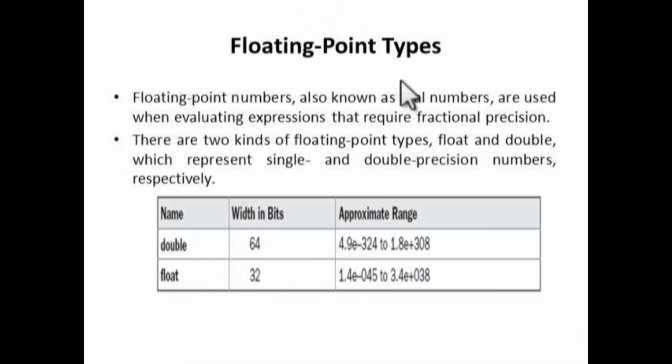And next one is floating point type. Whenever we need to represent real numbers, we can use the floating point type. It has 2 types: double and float. Float is used to represent single precision numbers, and double is used for double precision numbers. Here I am showing the approximate range of these 2 data types.